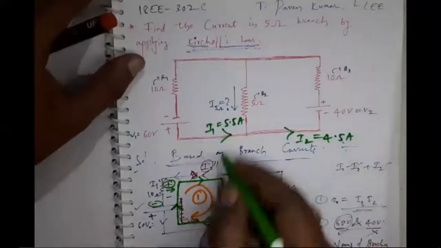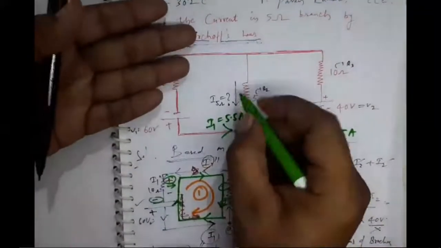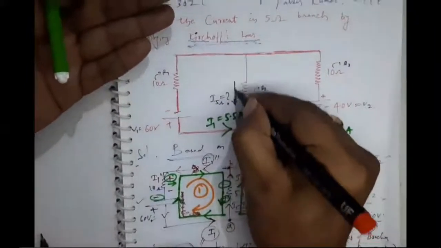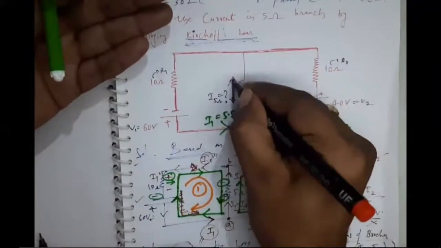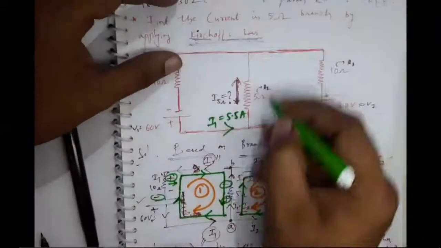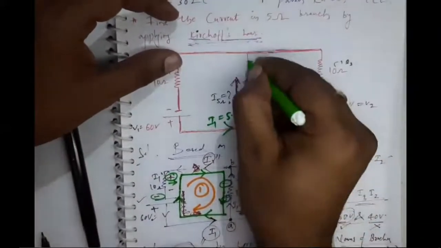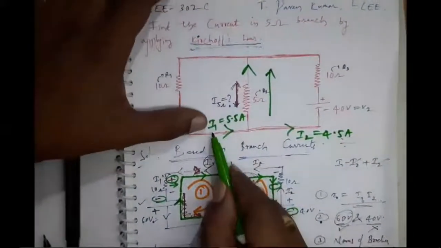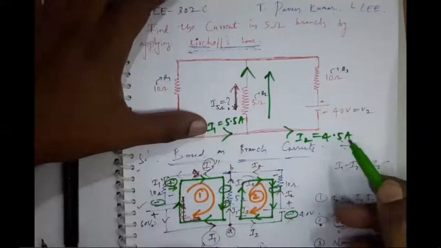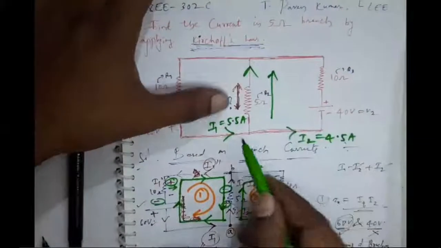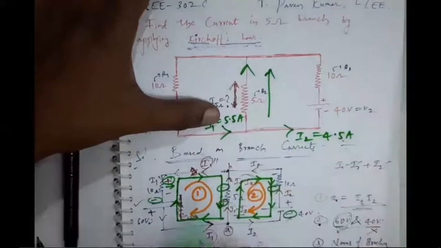What about this? This direction should be upwards, not downwards. What about the current through this branch? This is incoming current, and this is already released current. What about the rest of the current? Incoming current is equal to released current plus the rest of the current.